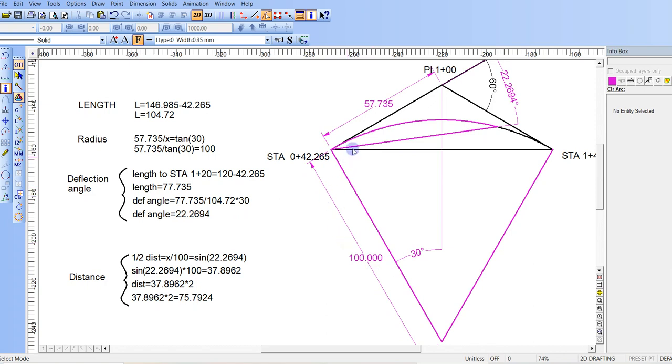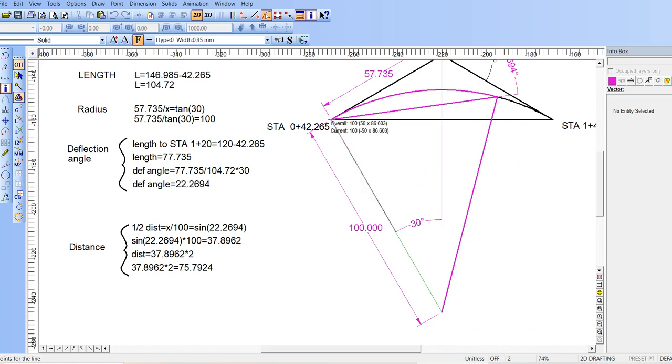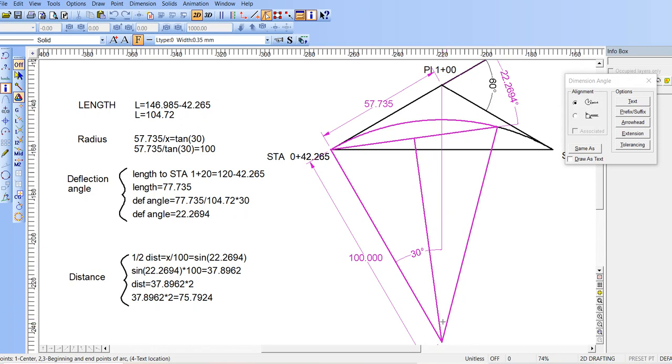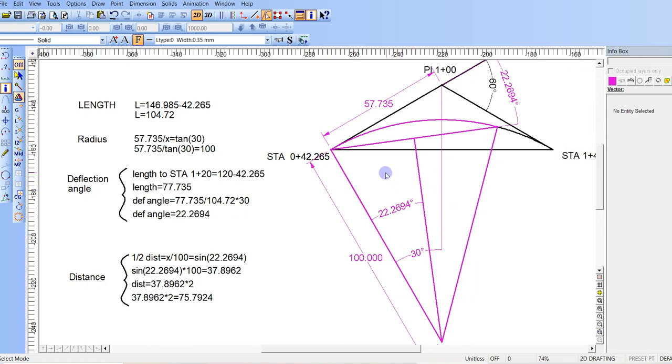And now that we have the radius, we're just looking for this triangle here. Let's get rid of this. We know this angle, here's the deflection angle for that. This is going to be double, so half of this is the same angle as that, right? So V, Control K, Alt A, we know that angle. It's the same as that. So now that we have the diagonal, we're looking for this x. We're going to double that x, and that'll give us this distance here. So we're looking for 75.792, and that's what we got in the calculation.